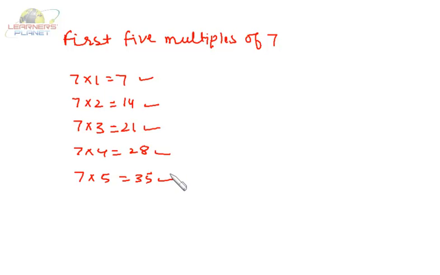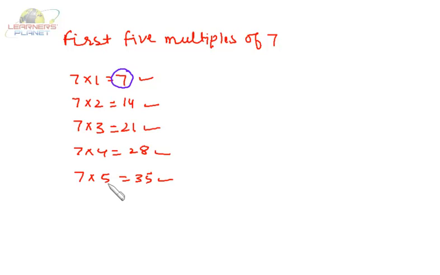Now I would ask you one question. Which is the smallest multiple of 7? The smallest multiple of 7 is the number 7 itself. Okay. Now, which is the biggest multiple of 7? Kids, we cannot calculate the biggest multiple since this series of number is infinite. So, we cannot calculate the biggest multiple of 7.